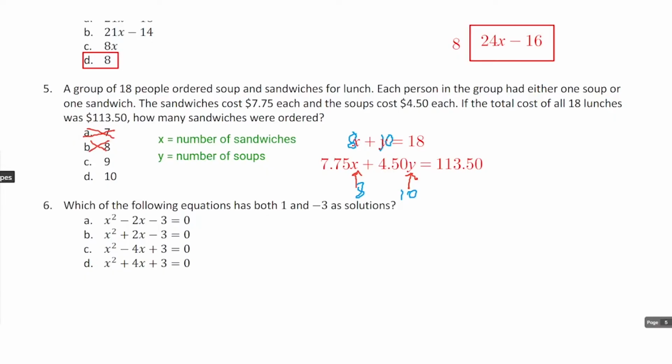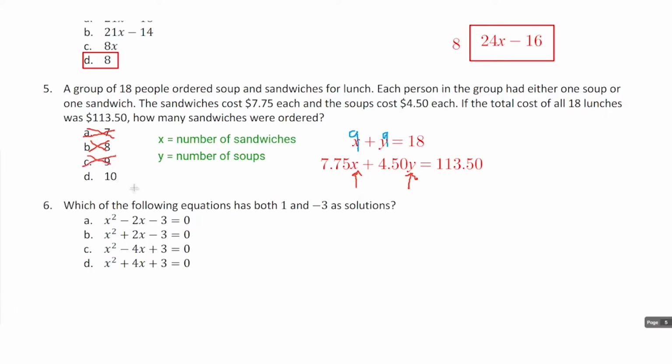Is it going to be D? Are we going to have to go through all four of these? Sometimes that happens. Sometimes you get lucky and it's the first answer choice. So I wouldn't give up on this strategy. Next, I'll make x 9, and that would make y also 9. I'm going to plug these two numbers in for x and y. 7.75 times 9 plus 4.50 times 9 is $110.25. So unfortunately, C doesn't work either.